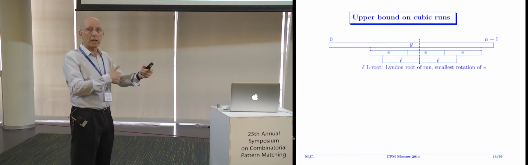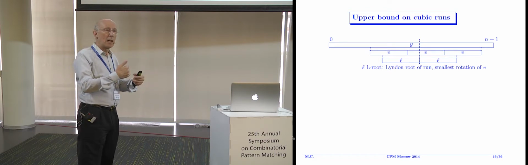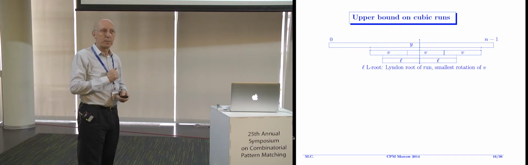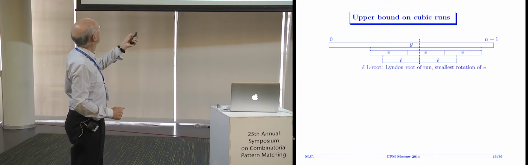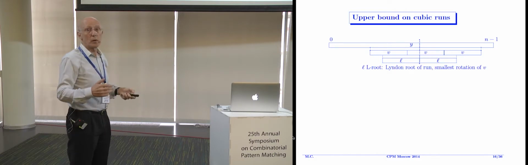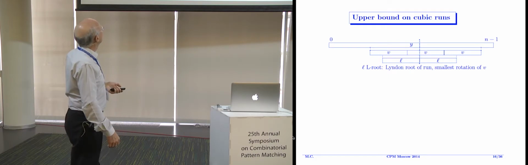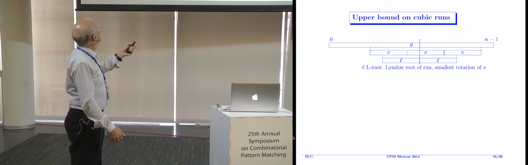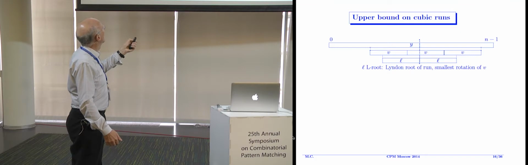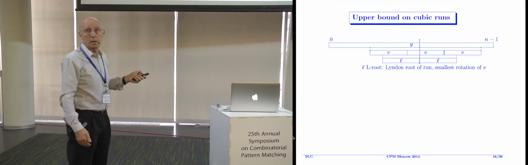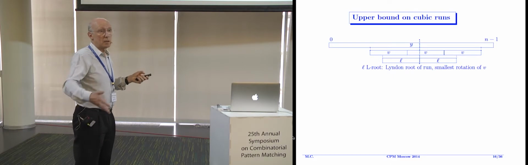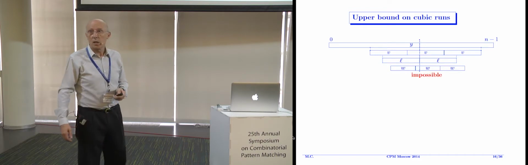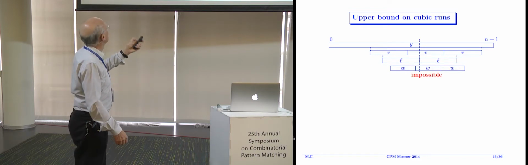And among the rotations, I can choose the one that is the smallest in the lexicographic order. It's L. It's called a Lyndon word, and it has some property. The property is that it is border-free. If you take a proper prefix, it cannot be a suffix. This is a known property of Lyndon words.